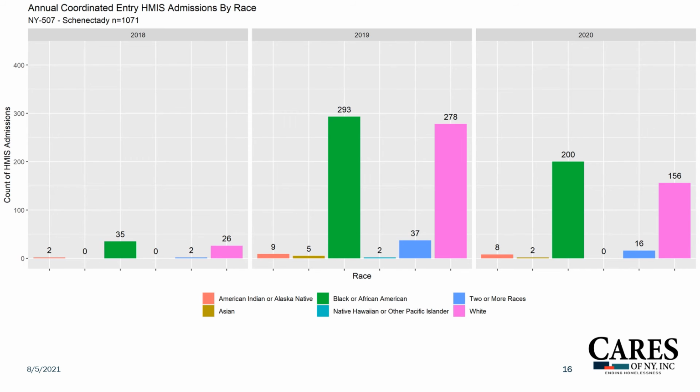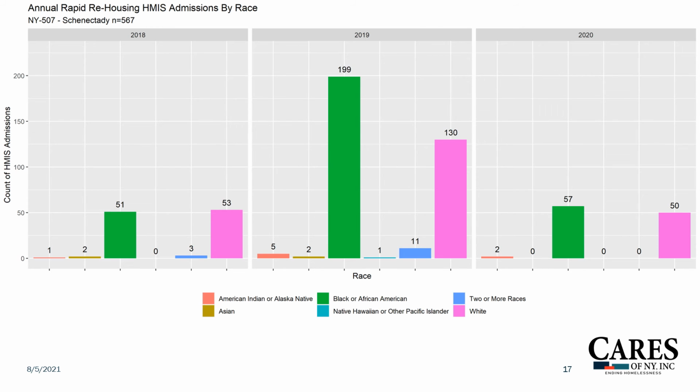The Coordinated Entry Program is an emergent HMIS project in the community, and is another project type that has more admissions of Black or African American clients than white clients. One data point of interest in this visualization is the spike of clients identified as 2 or more races in 2019. In this chart, we're looking at rapid rehousing admissions, and the most interesting part of this visualization is 2019, because it is so different from 2018 and 2020.